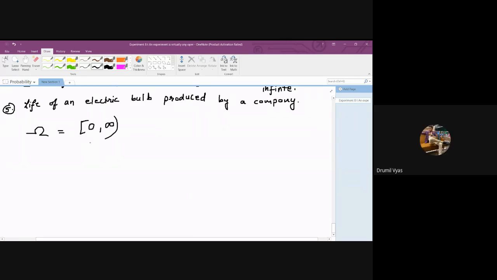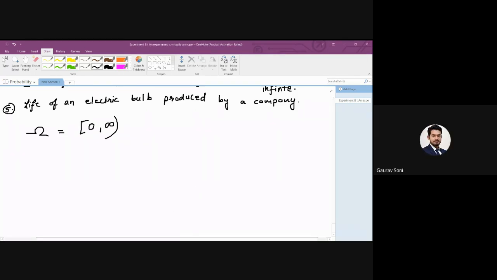So 0 will not come, na? Why? Because the bulb will not glow immediately when the bulb is defective. It will not glow. But it is not given in the question, sir, that it is defective or not. But life is measured. Life is 0 for defective. Okay.